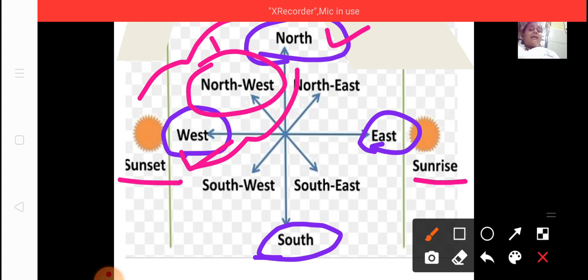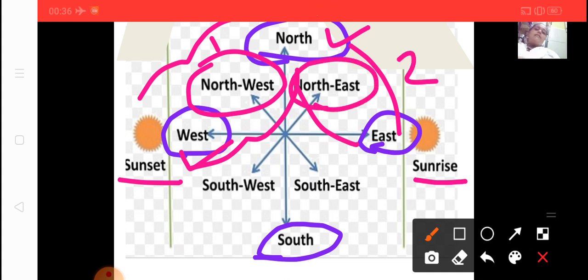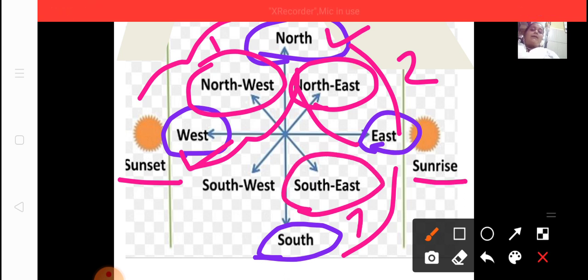Then the area which lies between north and east, that is here. Can you see? This is known as northeast direction. So this is number 2. The area or a place which lies between north and east is known as northeast direction. Then third one, here. The area which lies between south and east is known as southeast direction. Which direction? Southeast direction.